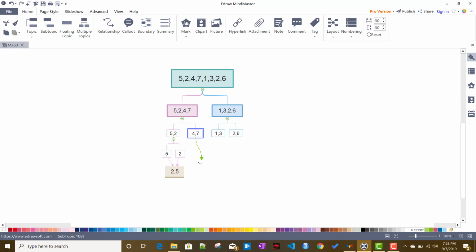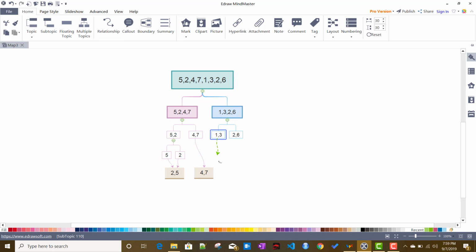I'll just not write it down again, so I'll just try to make it in the same way. This will be 4 comma 7 only, right? So this 4, 7 produces another array called 4 comma 7. It is similar in nature. Similarly 1 comma 3 and 2 comma 6 will produce the same array over there, right? So I'll just write it down.